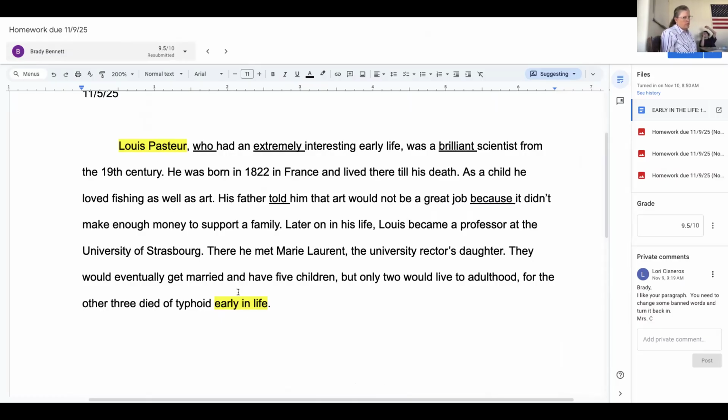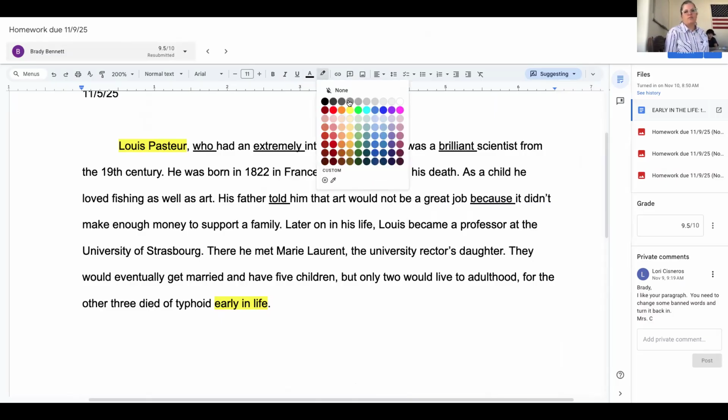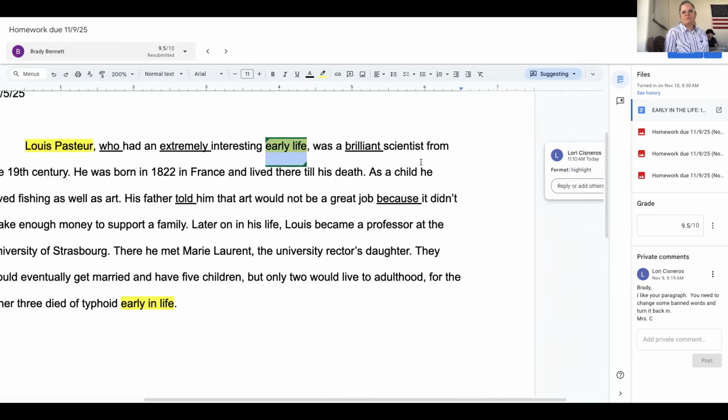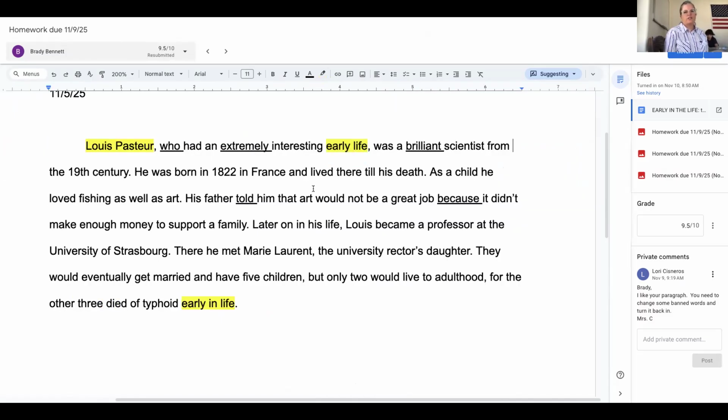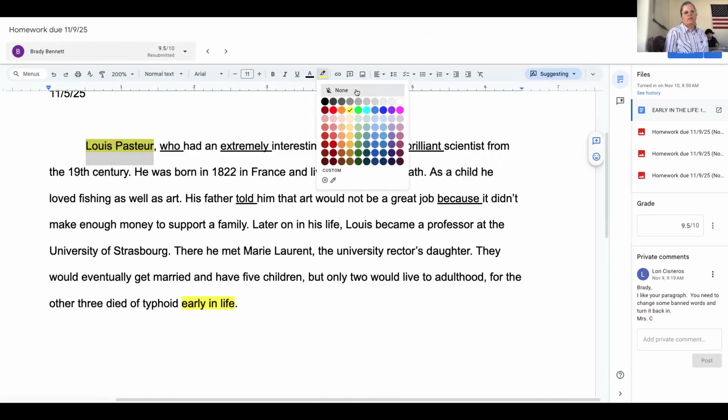You have Louis Pasteur, but then you have early in life. I know that early in life is referring back to him, but those don't really connect. I think you have early life up here too. See where you have it here? So that would be more of following the rule with topic clincher because you're repeating. And you didn't mention his name down here for Louis Pasteur. So what I'm going to do, because I am in control here on your document, I'm going to highlight early life. I just want everybody to see it. And I'm going to take this off because you don't have that in the last paragraph.